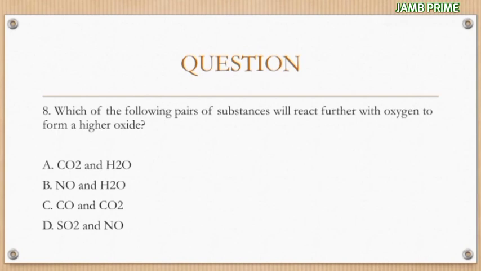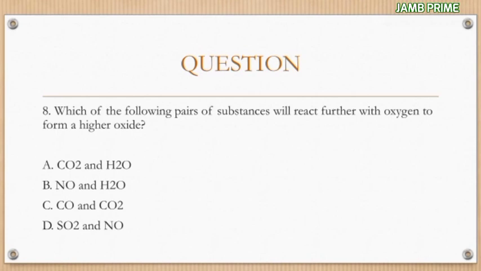Which of the following pair of substances will react further with oxygen to form a higher oxide? You can note this question and the answer because I believe this question is always repeated year after year. They are just asking which of these oxides can further react with oxygen to form a higher oxide. Can this oxide actually form a higher oxide? Which of these is correct?